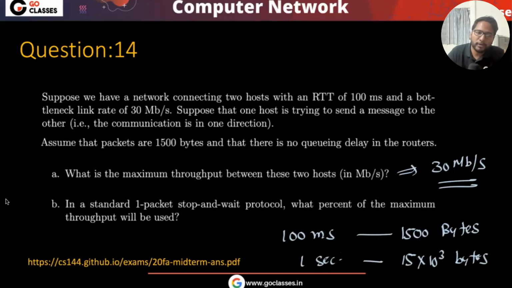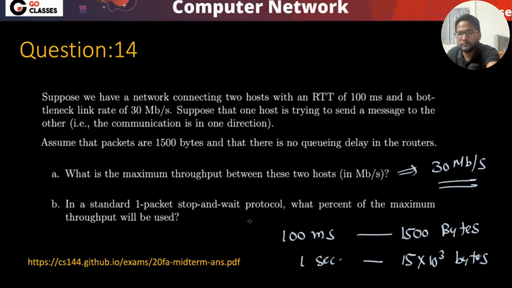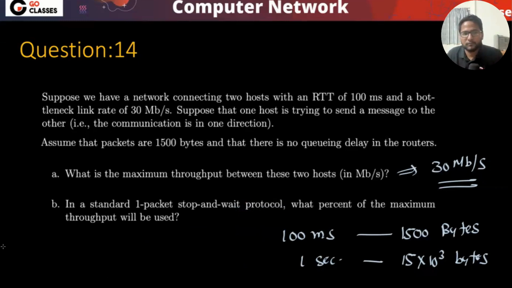Now, what is the throughput? Sorry, yeah, this is the throughput. So if you just tell me in terms of bytes per second, then you will say 15 into 10 to the power 3 bytes per second. So what will be the efficiency? Can you tell me the efficiency now?